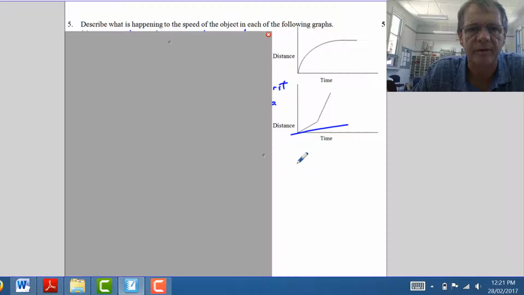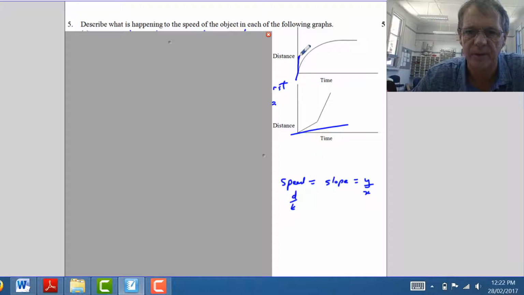So we need to describe what is happening to the speed of the objects in each of those graphs. So don't forget a distance time graph. The speed is actually given by the slope here. And the reason for that is the slope is y over x step. And we've got a speed as distance or displacement over time. So obviously distance is on the y. Time is on the x, so the two should marry together again.